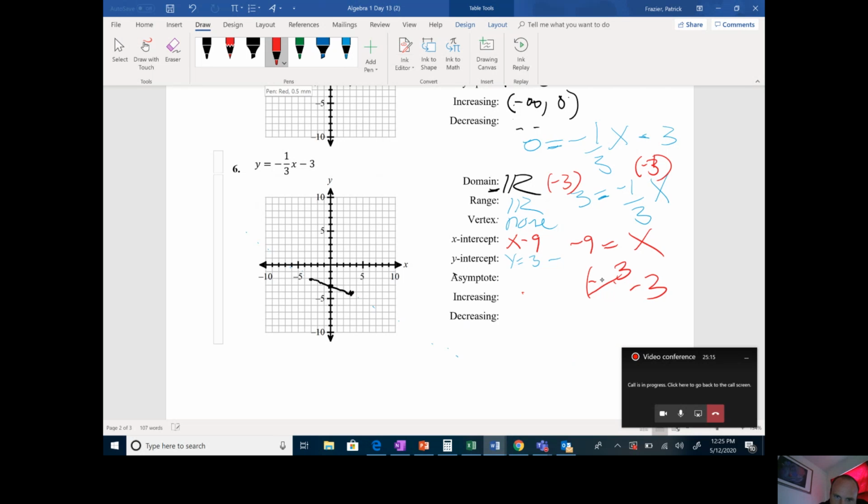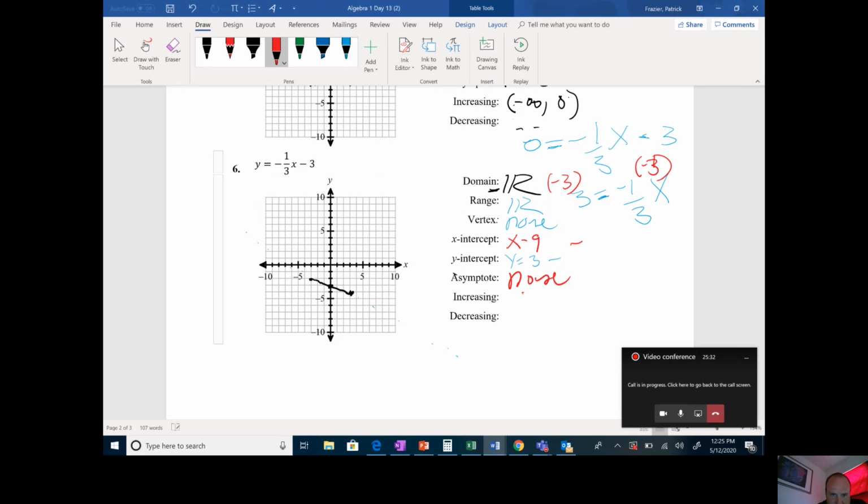And then asymptote, we don't really have an asymptote here. There's nothing restricting horizontally or vertically.